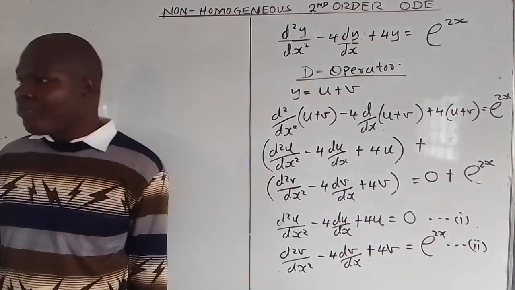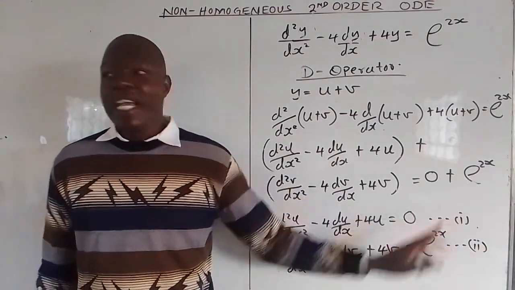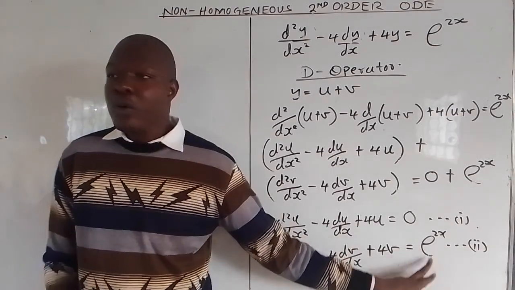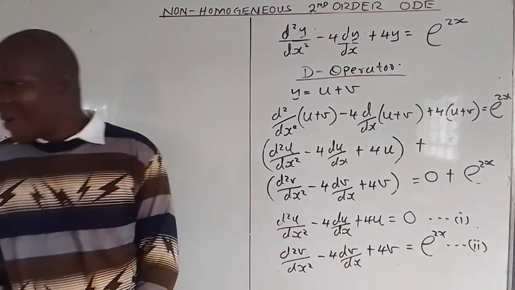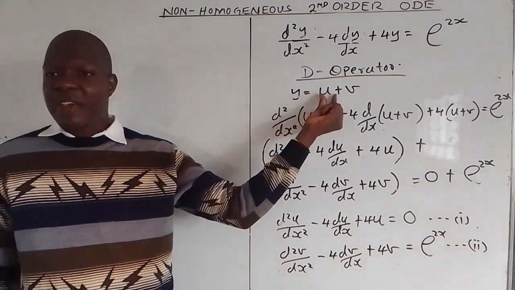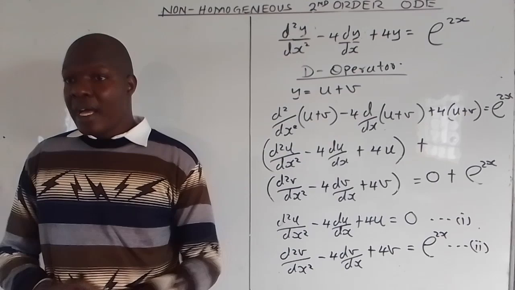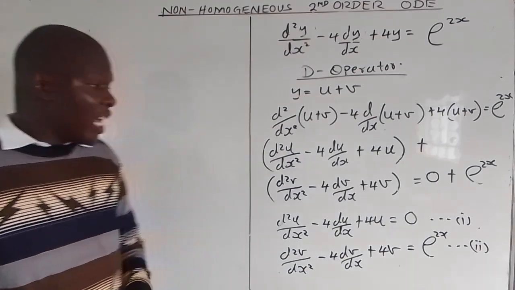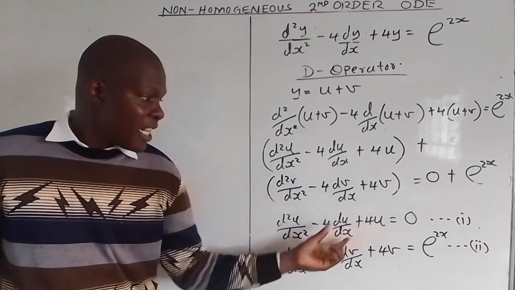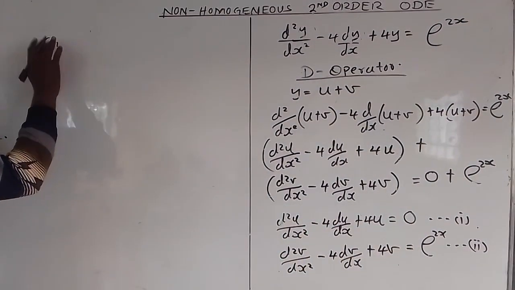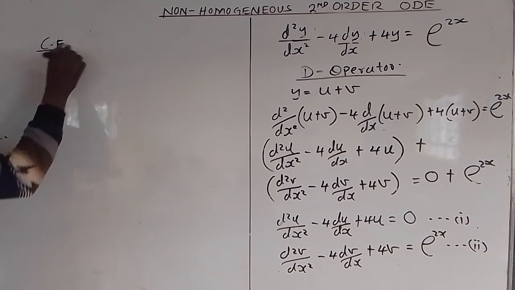Are we together? So equation 1 gives us the complementary function, and equation 2 gives us the particular integral, isn't it? Then now the solution y is the complementary function plus the particular integral. Are we together? So let us start with the first part, the complementary function part. The CF part, what do we have?